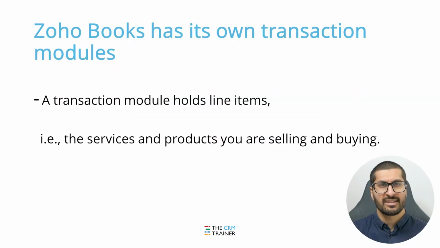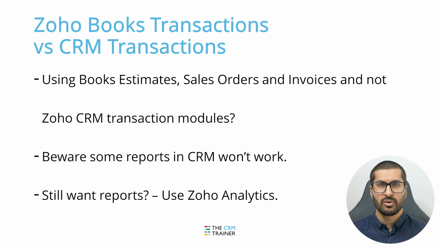However, there are quite a few things you need to be aware of before you can link it to your CRM. Zoho Books has its own transaction modules. A transaction module is a record which holds line items, i.e. the services and products you are actually selling and buying. If you use the Books estimates, sales orders and invoices, not the CRM standard ones, some of the reports in CRM won't work. Not currently. They might work in future, but right now, not so great.